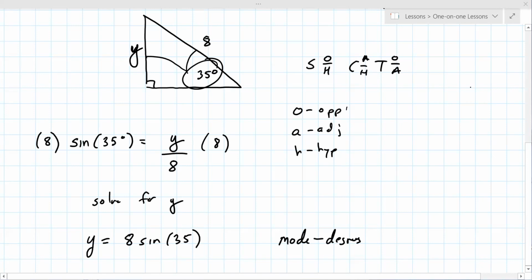Let me find the answer. It's 8 sine 35. It's in degree. Okay, 4.59-ish. That's what I got. Let me try this as well. 8 times sine. Yeah, 4.59.